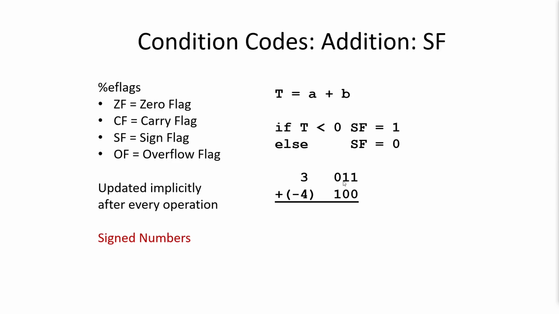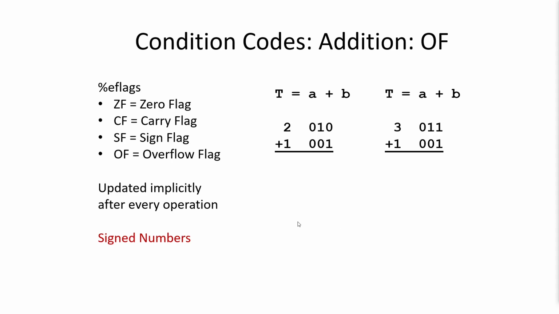But here's an example. So 0, 1, 1 is 3. In 2's complement, signed integers, minus 4 is 1, 0, 0. So when I add these numbers together, 1 plus 0 is 1, 1 plus 0 is 1, 0 plus 1 is 1, and 1, 1, 1 is going to be minus 1. So what we see, the sign bit, or the sign flag, is just this most significant bit right here. It just gets copied straight into the sign flag. So if it's a negative number, this will be a 1, and if it's a positive number, it'll be a 0 right there. So pretty straightforward, used for signed numbers.